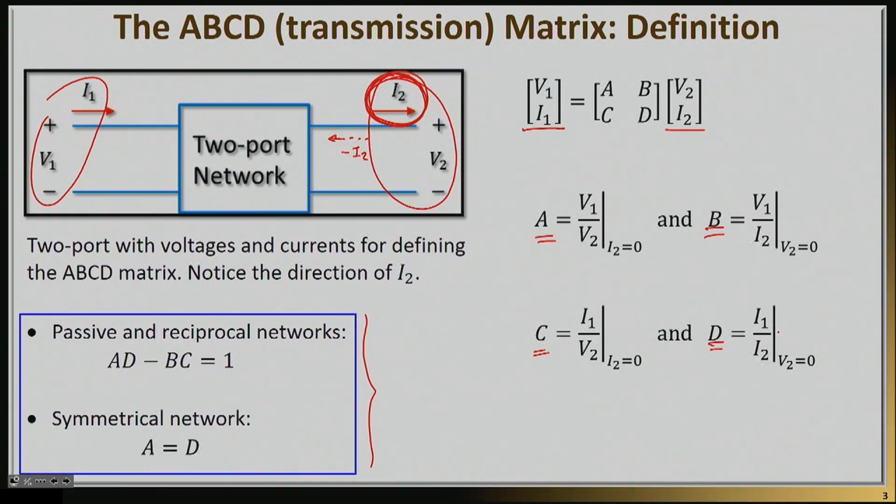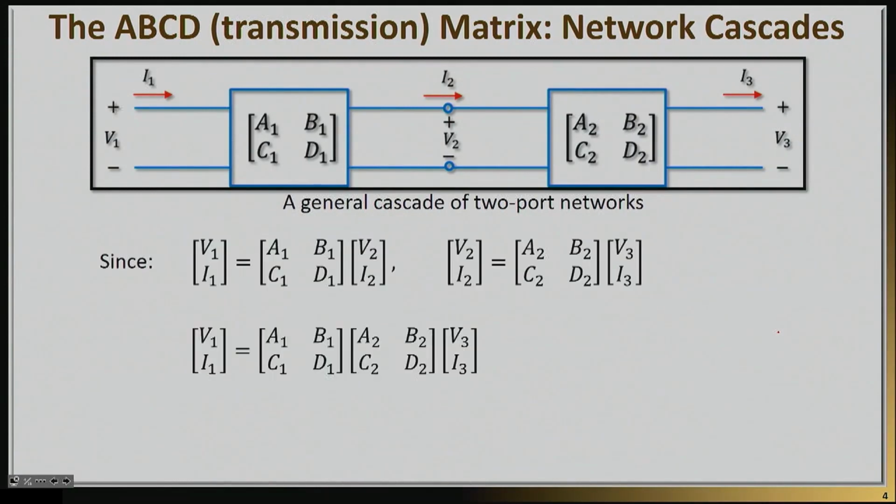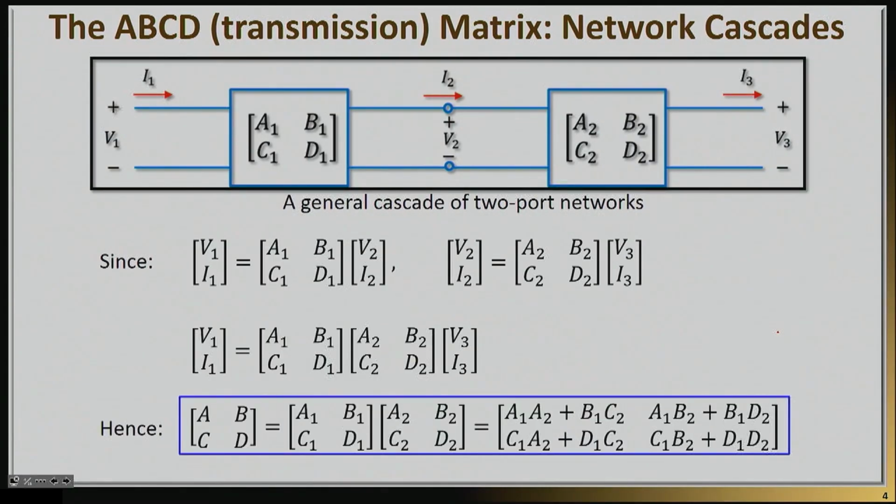Now, as I mentioned before, the big advantage of the ABCD matrix is that if you cascade two networks and you know the ABCD of each one of those networks, then the ABCD of the entire network, as shown here, can be proven to be nothing else than just the multiplication of each matrix. And so it's a very useful technique when you analyze systems.